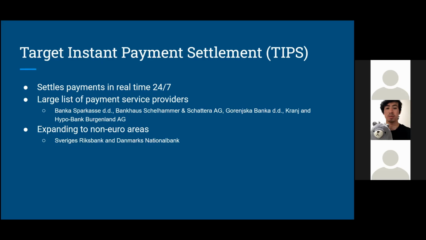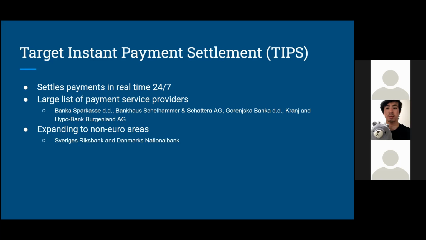The Target Instant Payment Settlement, or TIPS, is a market infrastructure service launched by the Eurosystem in November 2018. And TIPS enables payments to be settled in real time, like all day, every day. And new participants can connect to TIPS as soon as they've completed the connectivity and testing activities required by the National Central Bank and are ready to send instant payments to and from TIPS. And the list of payment service providers that have joined continues to grow every day. There's a list on the slide of some of the ones that are already involved.